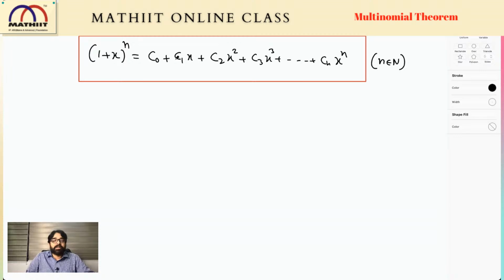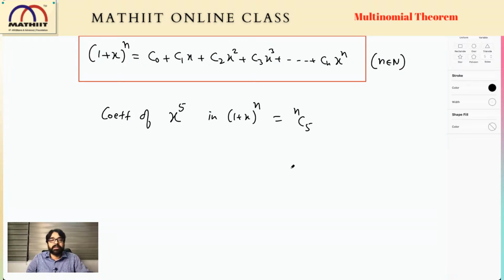C0 means NC0. C1 means NC1. C2 means NC2. This is the way of writing. It's quick and easy to write. So it is very easy to remember: C0 plus C1x plus C2x square plus C3x cube. So if I ask you, what is the coefficient of x power 5 in this expansion of 1 plus x power n? So what will you say? Here 1, here power 1. So x square coefficient C2, x cube coefficient C3, so x power 5 coefficient will be what? NC5.